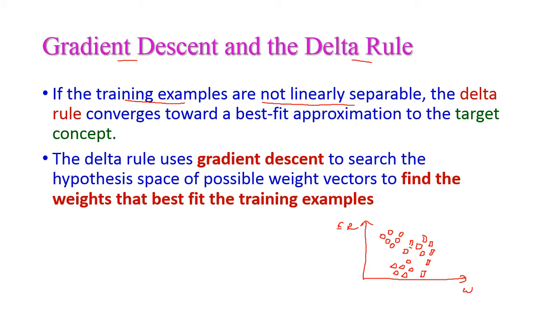In this situation we have to use the delta rule that converges towards the best fit approximation to the target concept. Here the delta rule uses gradient descent to search the hypothesis space for possible weight vectors to find the weights that best fit the training samples. So for every iteration the weight value will be adjusted with respect to the output of the training sample, that we will see in the forthcoming slides.